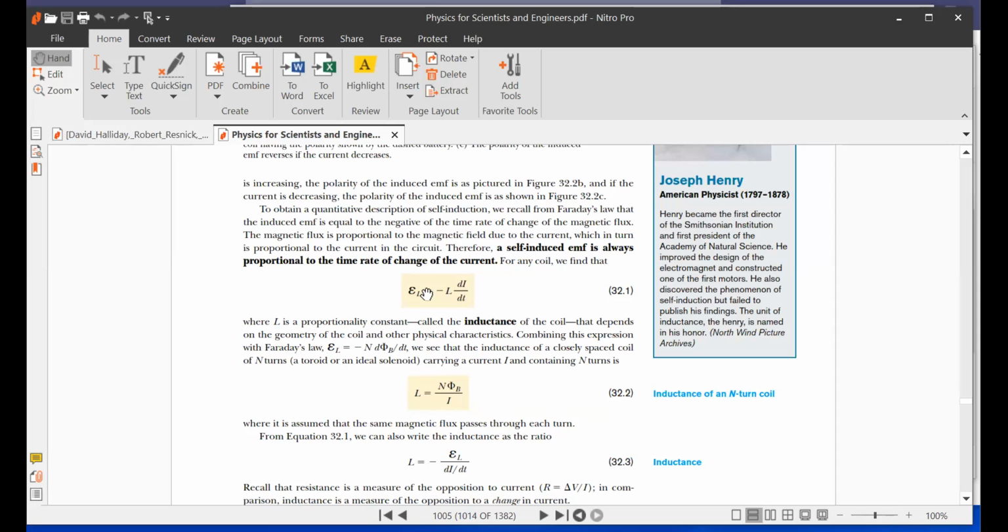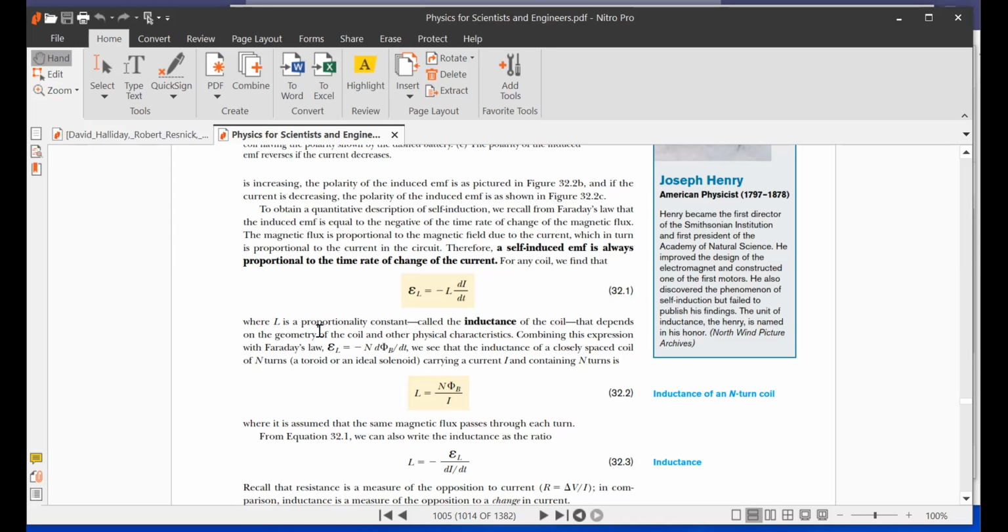This L here is called inductance. It is a constant. The device is called an inductor. Just as the property is resistance and the device is a resistor, with capacitance we have a capacitor, and with inductance we have an inductor. So this L here is constant.